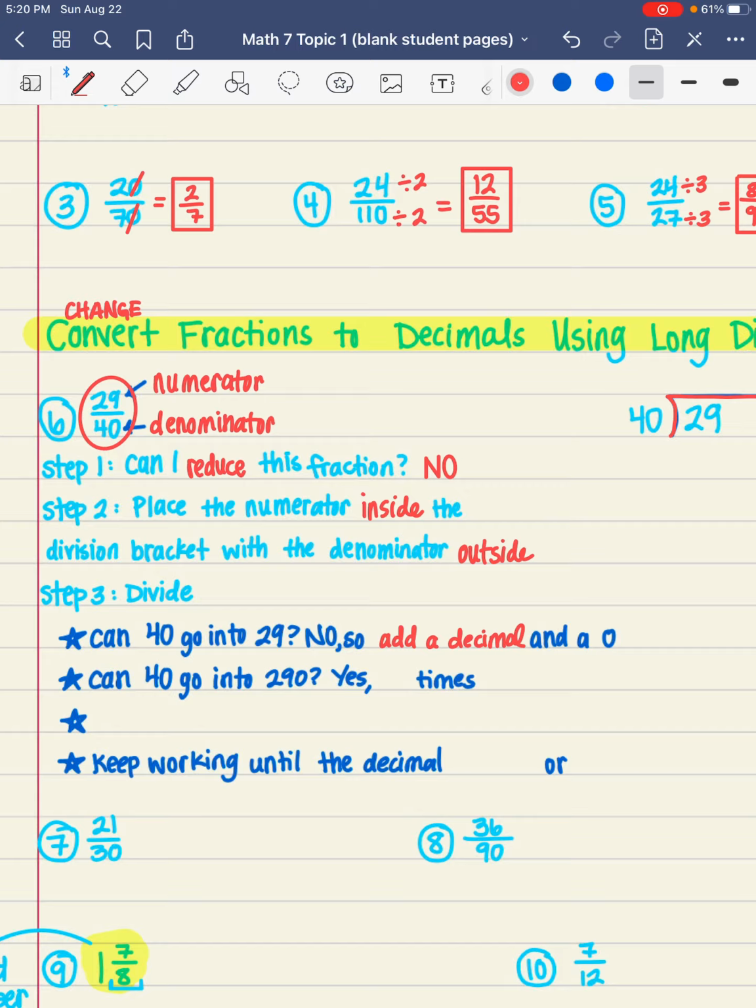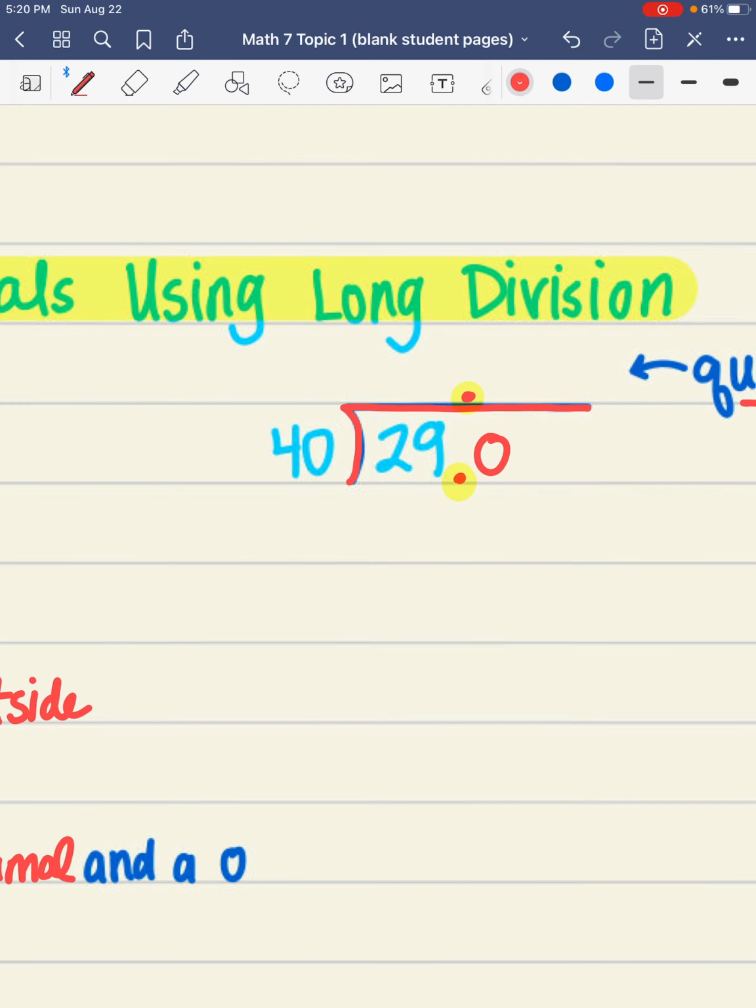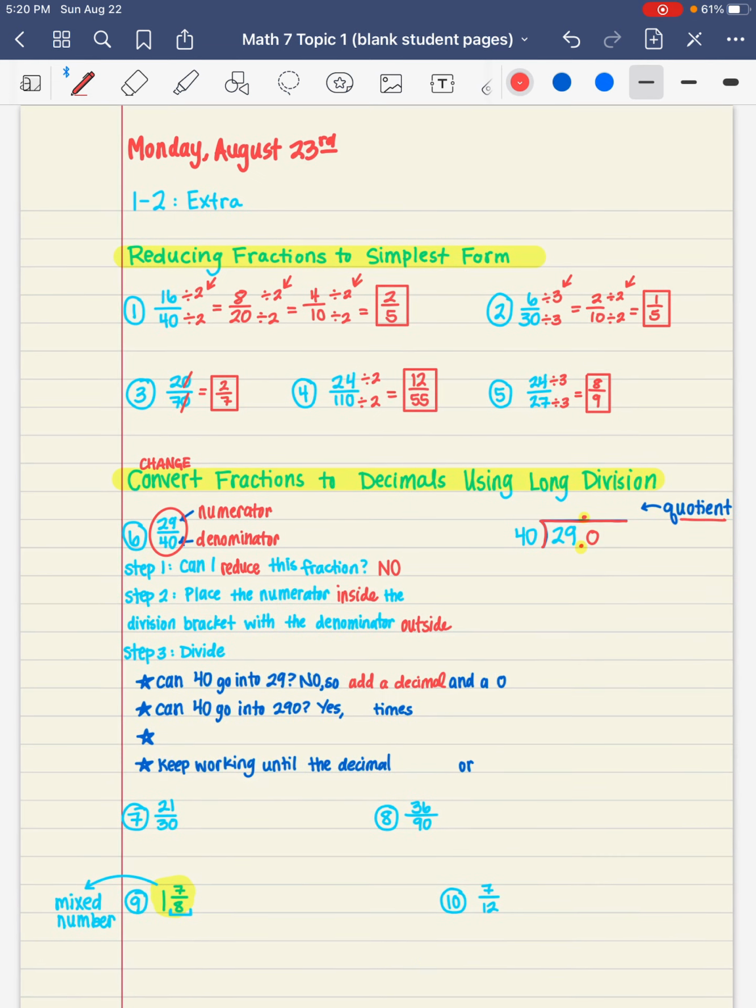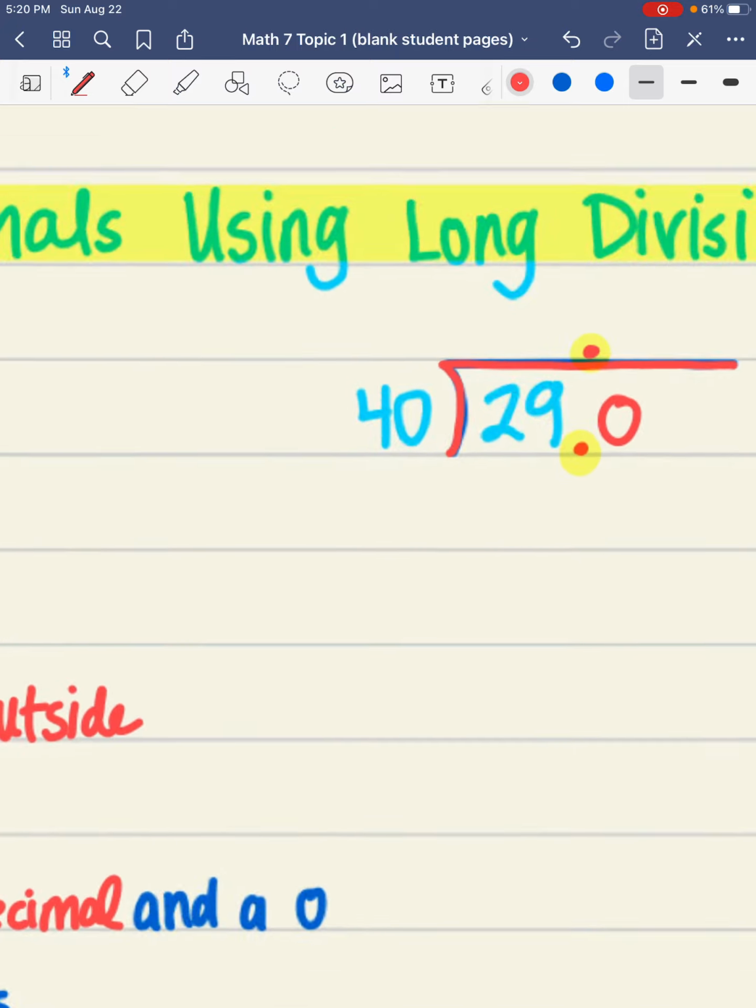And a 0. So I'm going to come back up to our division problem up here. I'm going to go ahead and add a decimal and a 0 right here. Now, because I put a decimal right there, I'm going to put one directly above it in my quotient line. Okay, so now I'm going to ask, can 40 go into 290? And that answer is yes, of course it can.